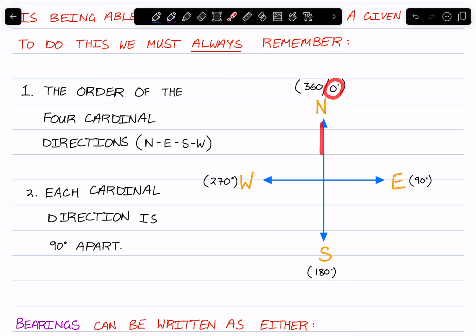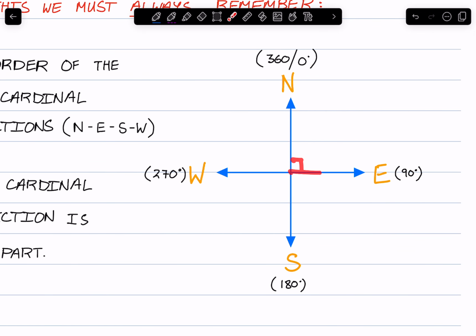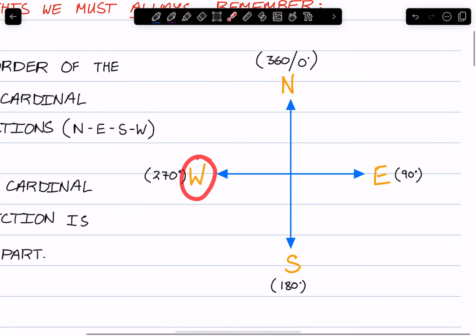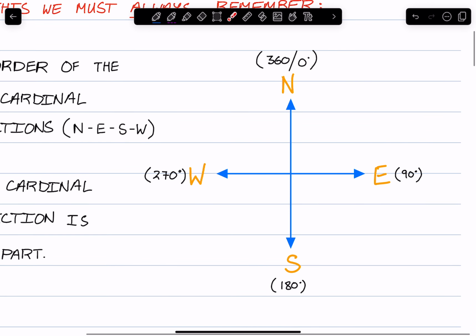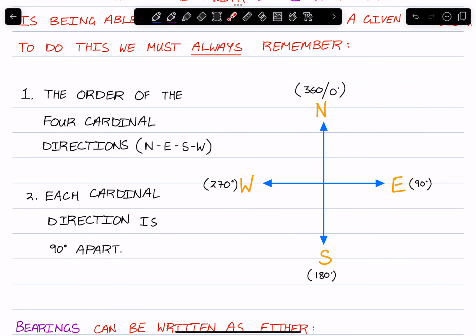So if this is 0 degrees starting at north, east is exactly 90 degrees apart, south is 180 degrees from north, or it's 90 degrees from east, and west is 270 degrees from north, or it is 90 degrees from south. And if we were to go in a full revolution, it would be 360 degrees from north to north.